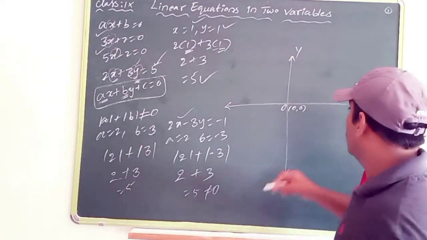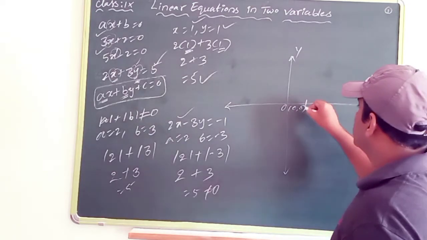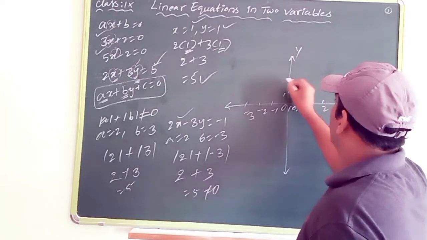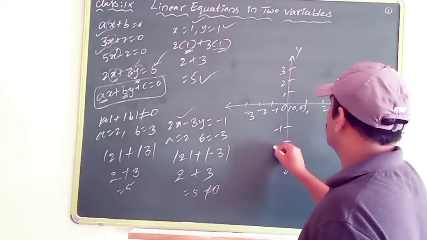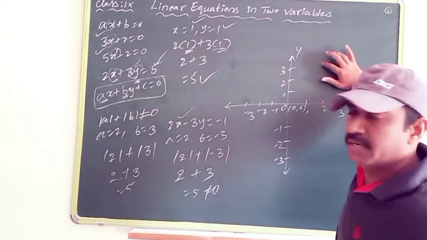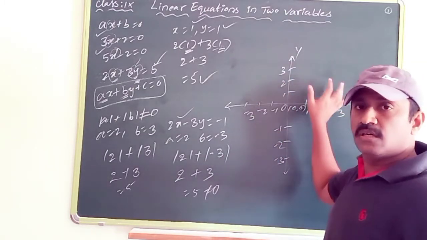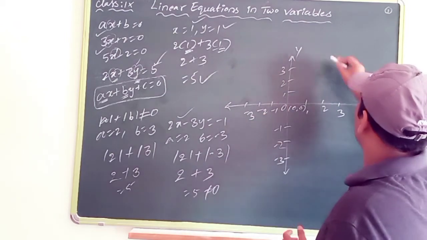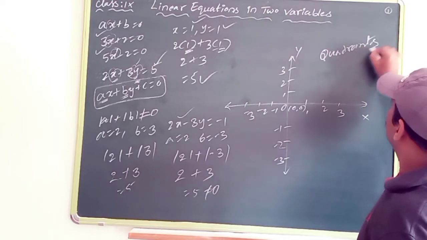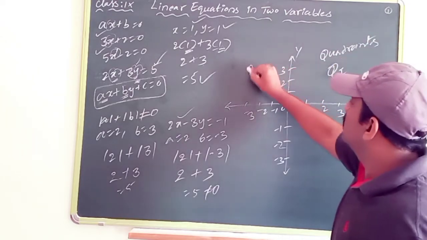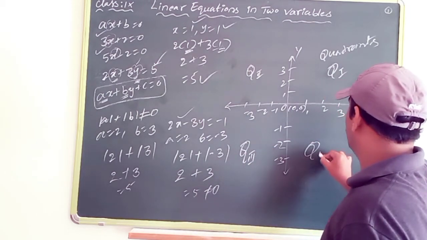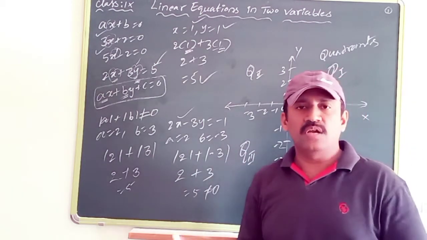Got it? Now I am going to take some points here, like 1, 2, 3, and here minus 1, minus 2, minus 3. 1, 2, 3, and this is minus 1, minus 2, minus 3. And look at this one, children. This is the first quadrant, right? We can divide a plane into 4 quadrants. Okay? So this is the first quadrant Q1. This is the second quadrant Q2. This is the third quadrant Q3. This is the fourth quadrant Q4, right? So we have 4 quadrants here.